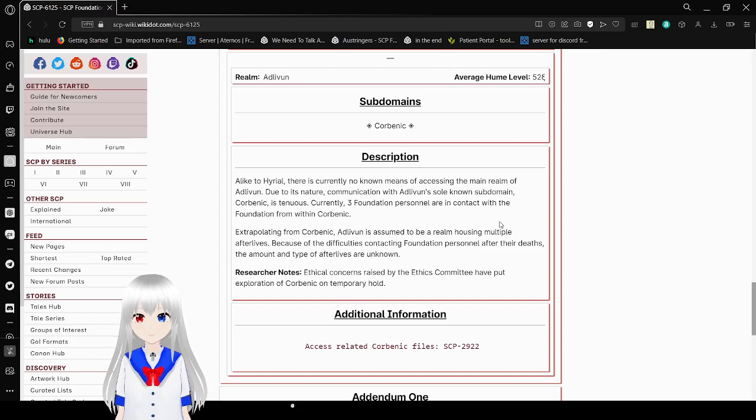Extrapolating from Corbenic, Adelivan is assumed to be a realm housing multiple afterlives. Because of the difficulty contacting Foundation personnel after death, the amount and time of afterlives are unknown. Researcher notes: ethical concerns raised by the ethics committee have put exploration of Corbenic on temporary hold.